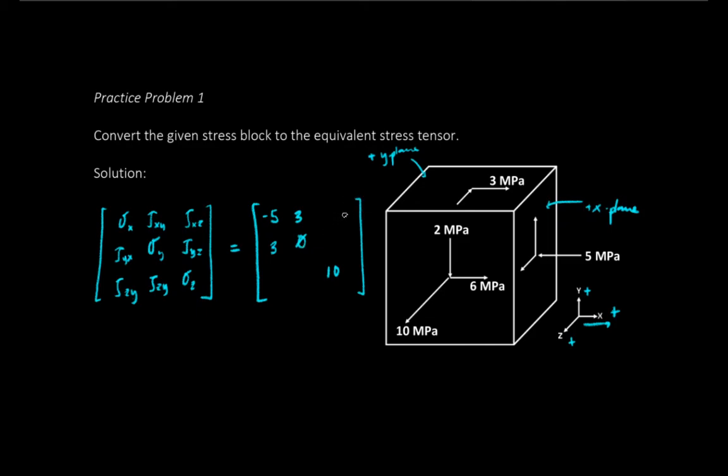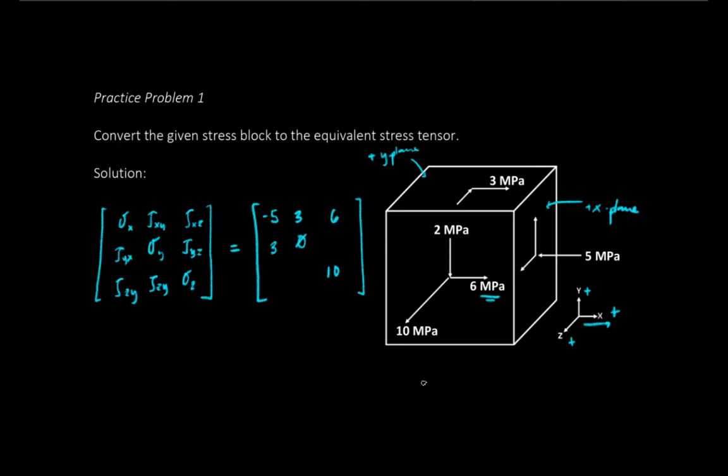Now let's look at the z direction on the x plane. That's tau xz. Let's look at this one. This is 6 megapascals on the positive x plane, moving in the positive z direction again. So this is again positive. We can also make the same analogy in the z plane. This is the positive z plane, and it's moving in the positive x direction again. So that's why it's a positive value.